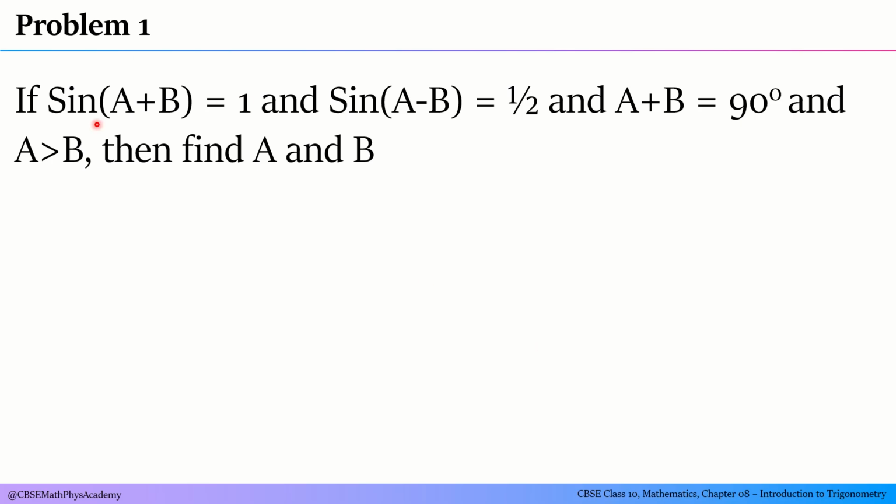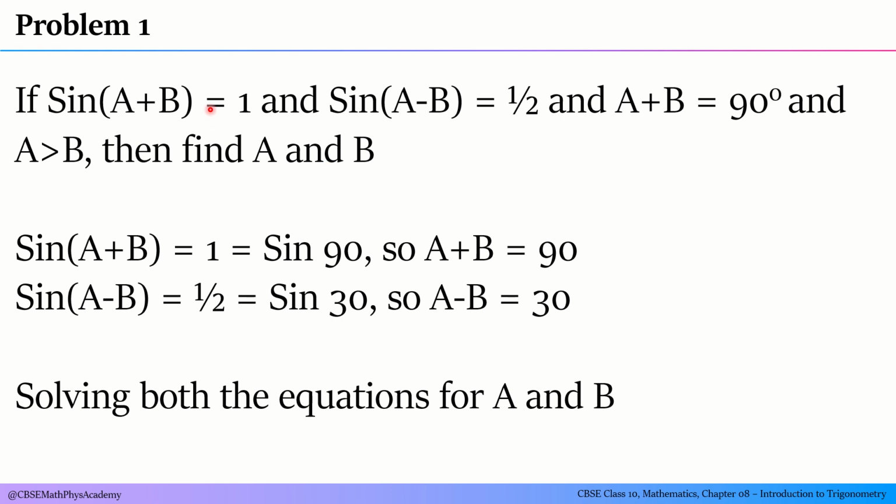Now they have given you the value of sin(a + b) is equal to 1 and sin(a - b) is equal to half, and the sum a + b is 90 degrees and a is greater than b. Find the value of a and b. So how to proceed with this problem?